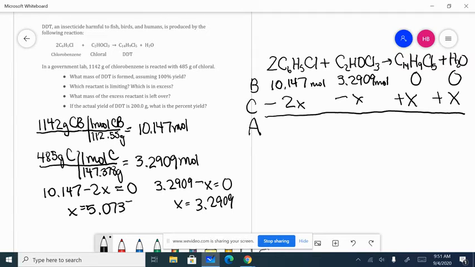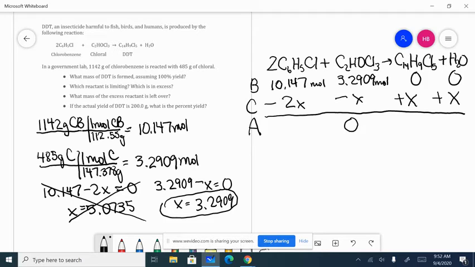This is simple algebra, guys, so if you're getting lost, ask questions. You can see to yourself that this is the smaller value for X, so this has got to be the true value for X. This is the larger value for X, so that doesn't make sense. So in that case, chloral is the limiting reactant.